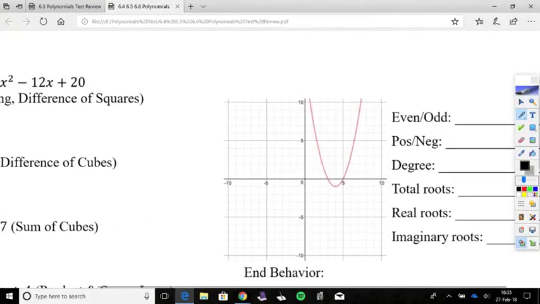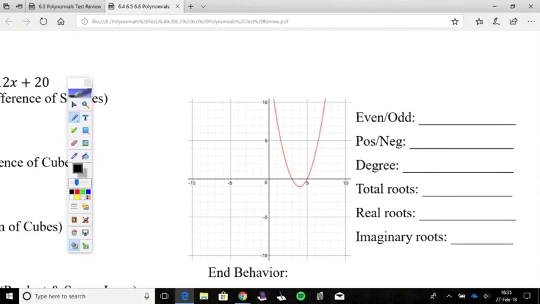All right, I'm going to shrink this down a little bit. Let me move this over here.